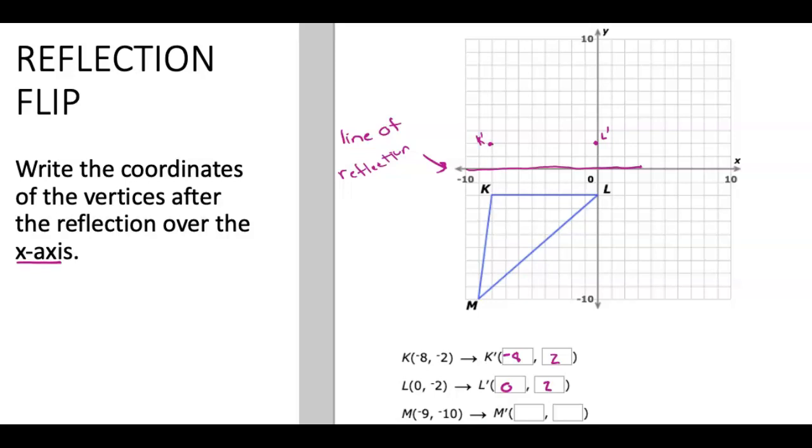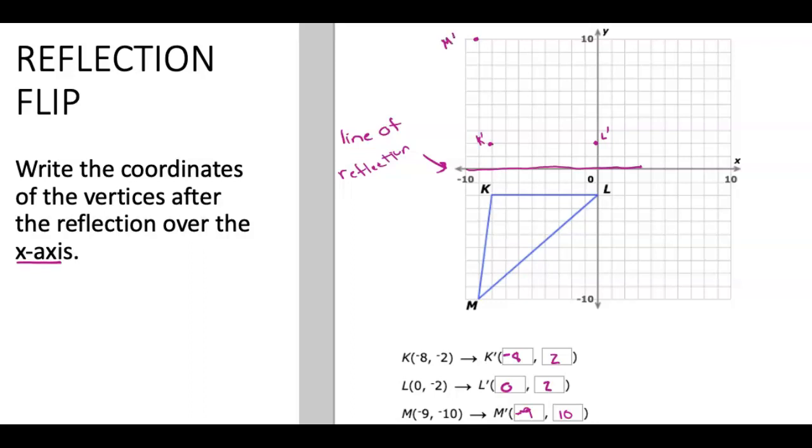And my M is over here at -9, -10. Think about that. That's just going to be the opposite. I'm going to flip it up here. It's going to stay -9, right? Because I'm going straight up. I'm flipping it over, so it's still going to be at -9. And it was at -10, so now it's going to be +10. I'm moving it to the other side, equidistant. So instead of -10, I'm going to put +10. So this is -9, +10. So we're just taking everything and flipping them.